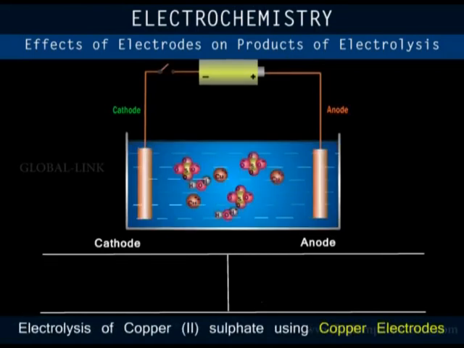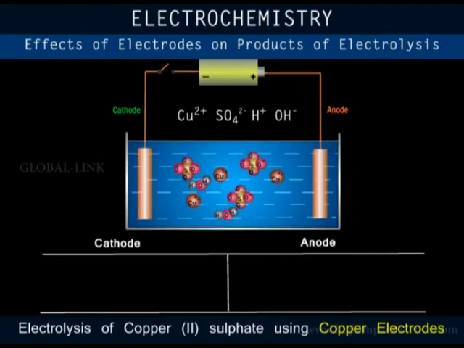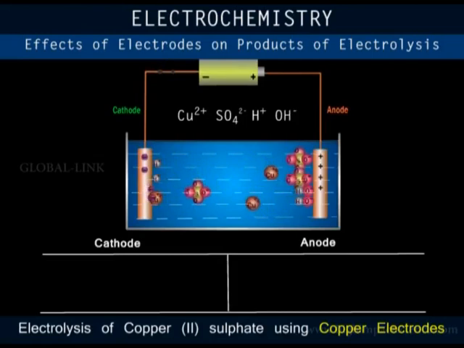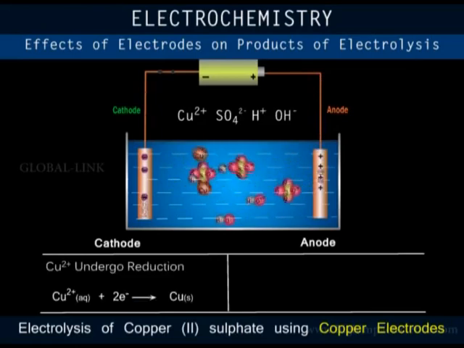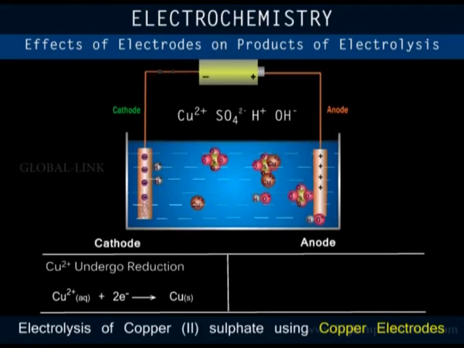What if we used copper electrodes instead? The setup will be the same, and we have the same ions, copper-2, hydrogen, sulfate, and hydroxyl ions. When the switch is closed, copper-2 and hydrogen ions migrate towards the cathode. Here, copper-2 ions are preferentially discharged. They gain electrons to become copper atoms, which are deposited on the electrode that is the cathode. So its mass and size increase.